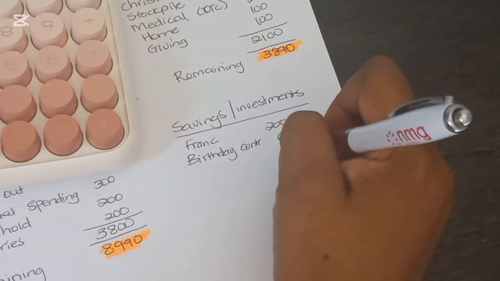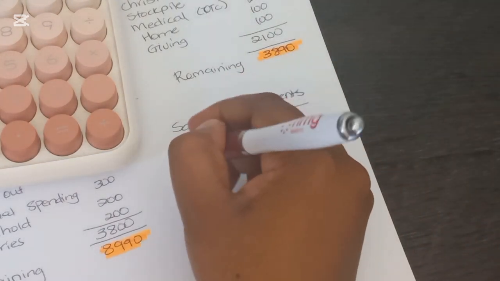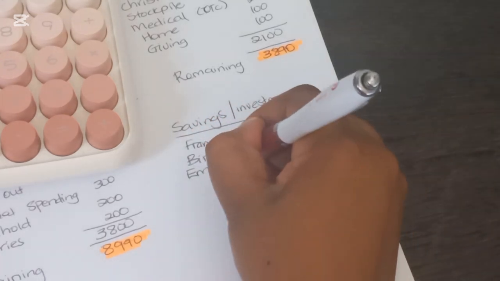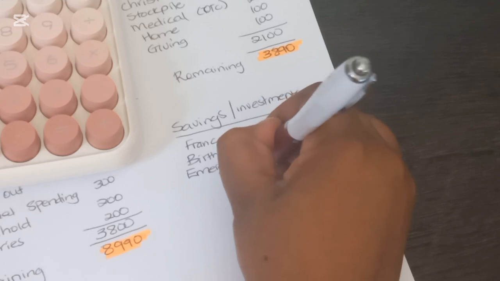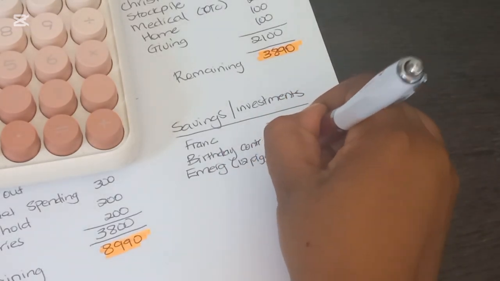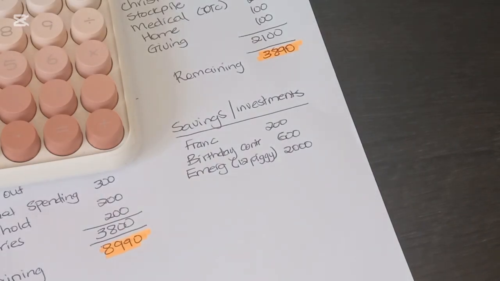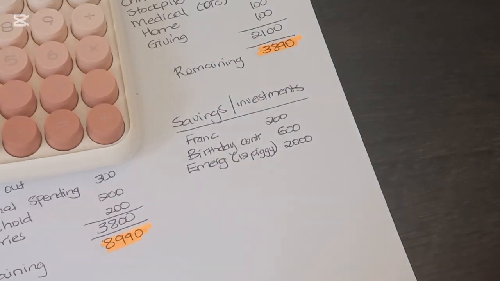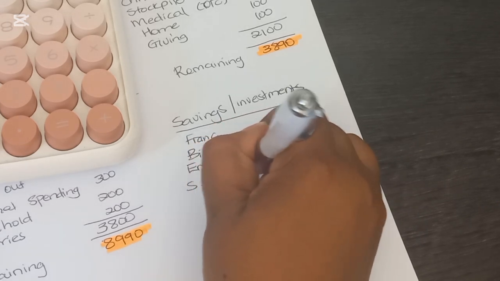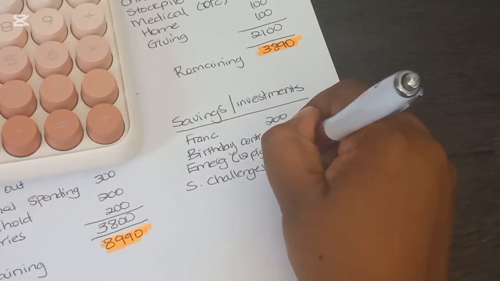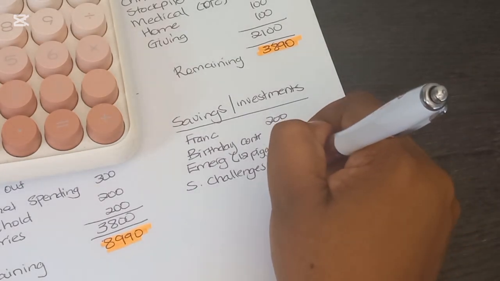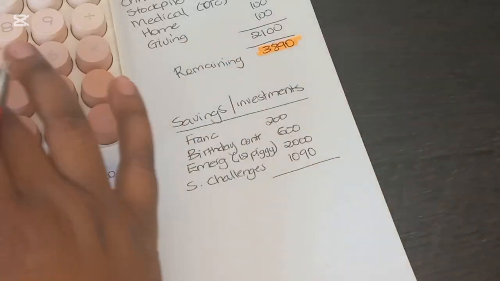Okay, so for emergency fund, okay, so this is that 12 piggy challenge. I am going to allocate 2,000 rand for it. And other savings challenges will get 1,090 rands.